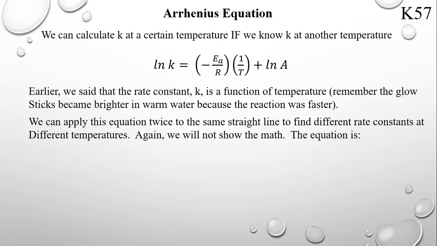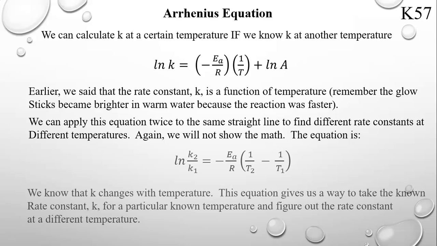Again, we will not show the math, so here's the equation. Here it goes. There it is. It's the natural log of K2 over K1 equals negative, that slope that we just said was a slope, EA over R, and then it's times the difference in the reciprocal of the temperatures. Again, don't worry about how they got the math on this. It's just basically taking that equation up there, making it a second time, and putting it together.